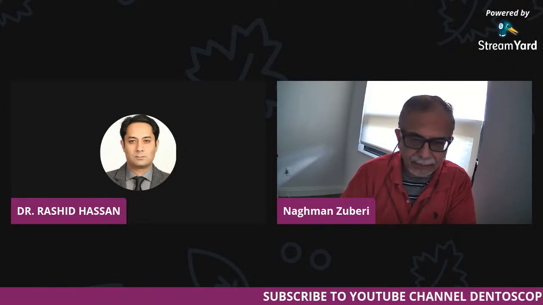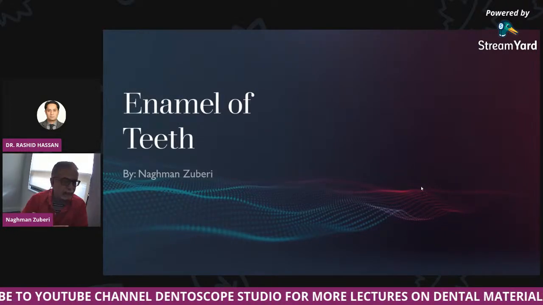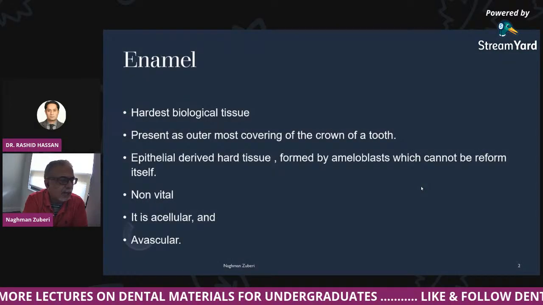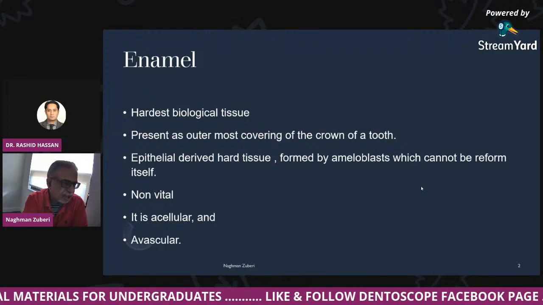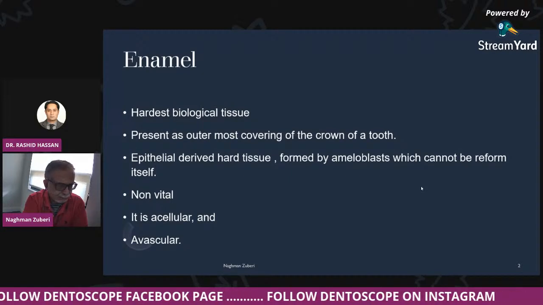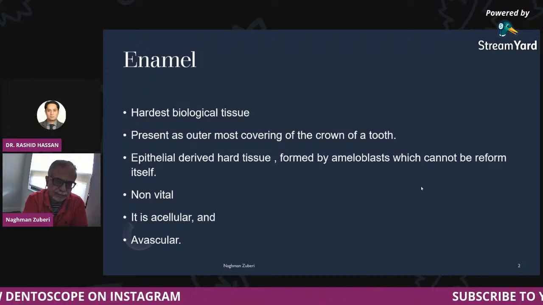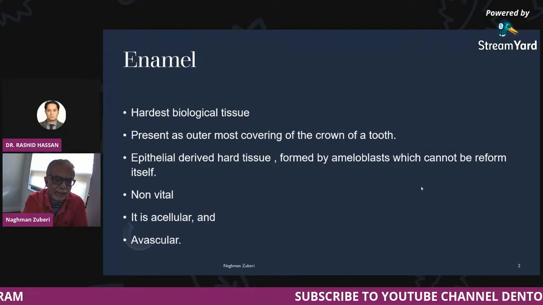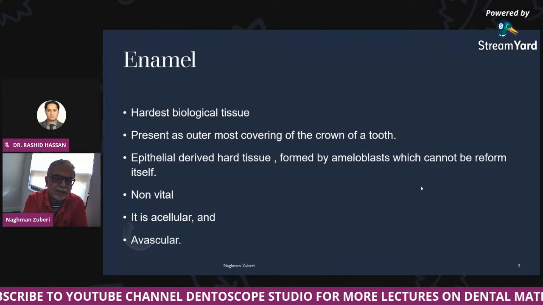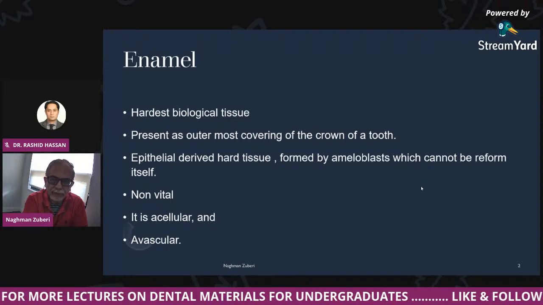So we will be discussing today enamel of teeth, or enamel as such in dentistry. Enamel is the hardest biological tissue. It is present as the outermost covering of the crown of a tooth. Enamel is the epithelial derived hard tissue, and the cells which form it are called ameloblasts. Ameloblasts, after completing the enamel formation, regress. They are no more present over there.